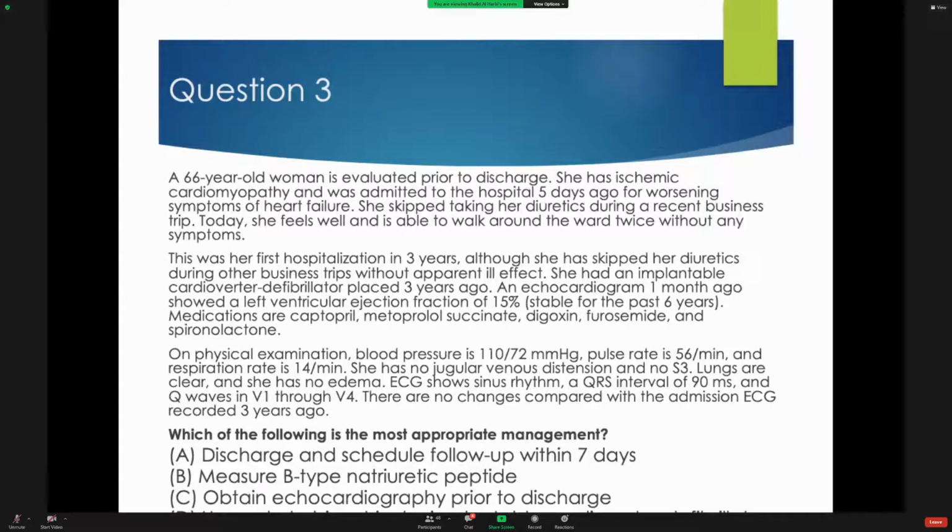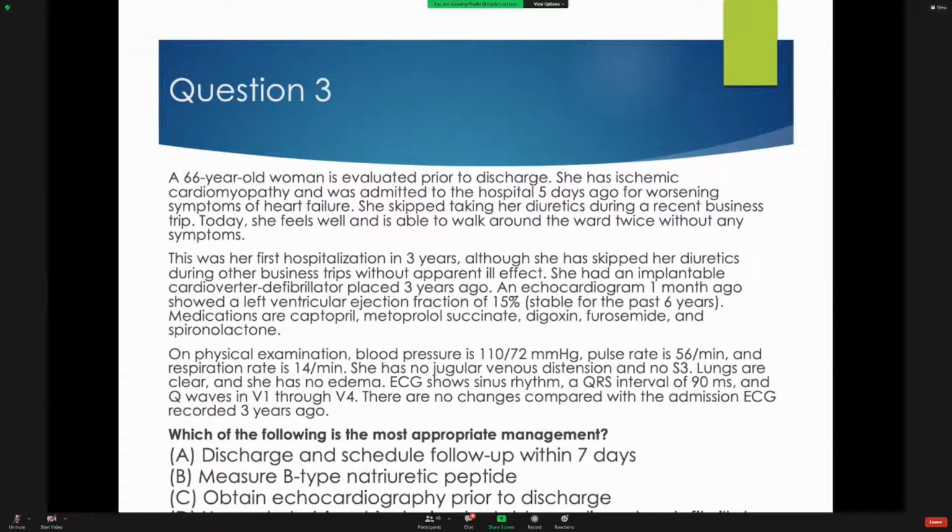Okay, why is it not D? Because she already had an implanted cardioverter defibrillator. She's having normal sinus rhythm, so no need to put her on a biventricular defibrillator.